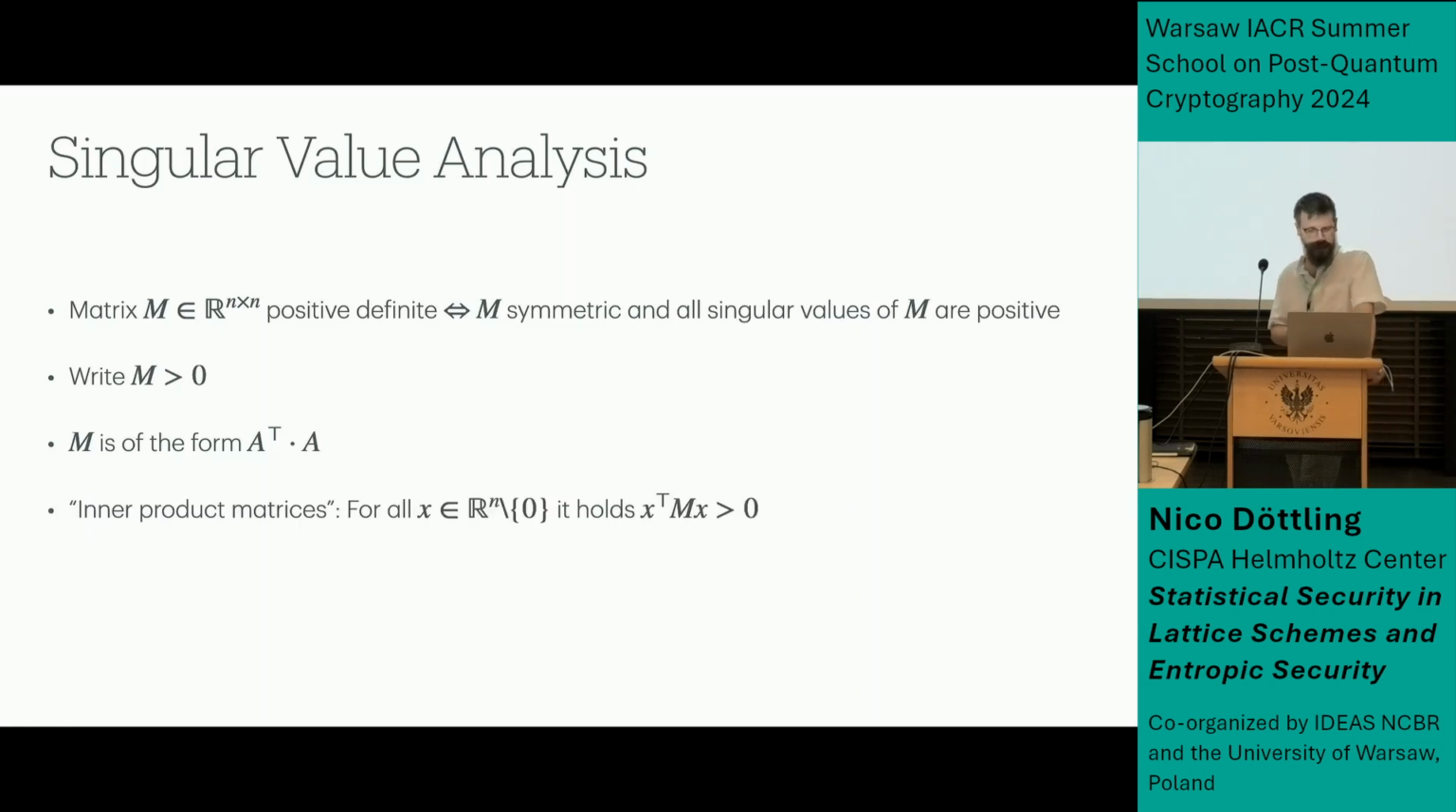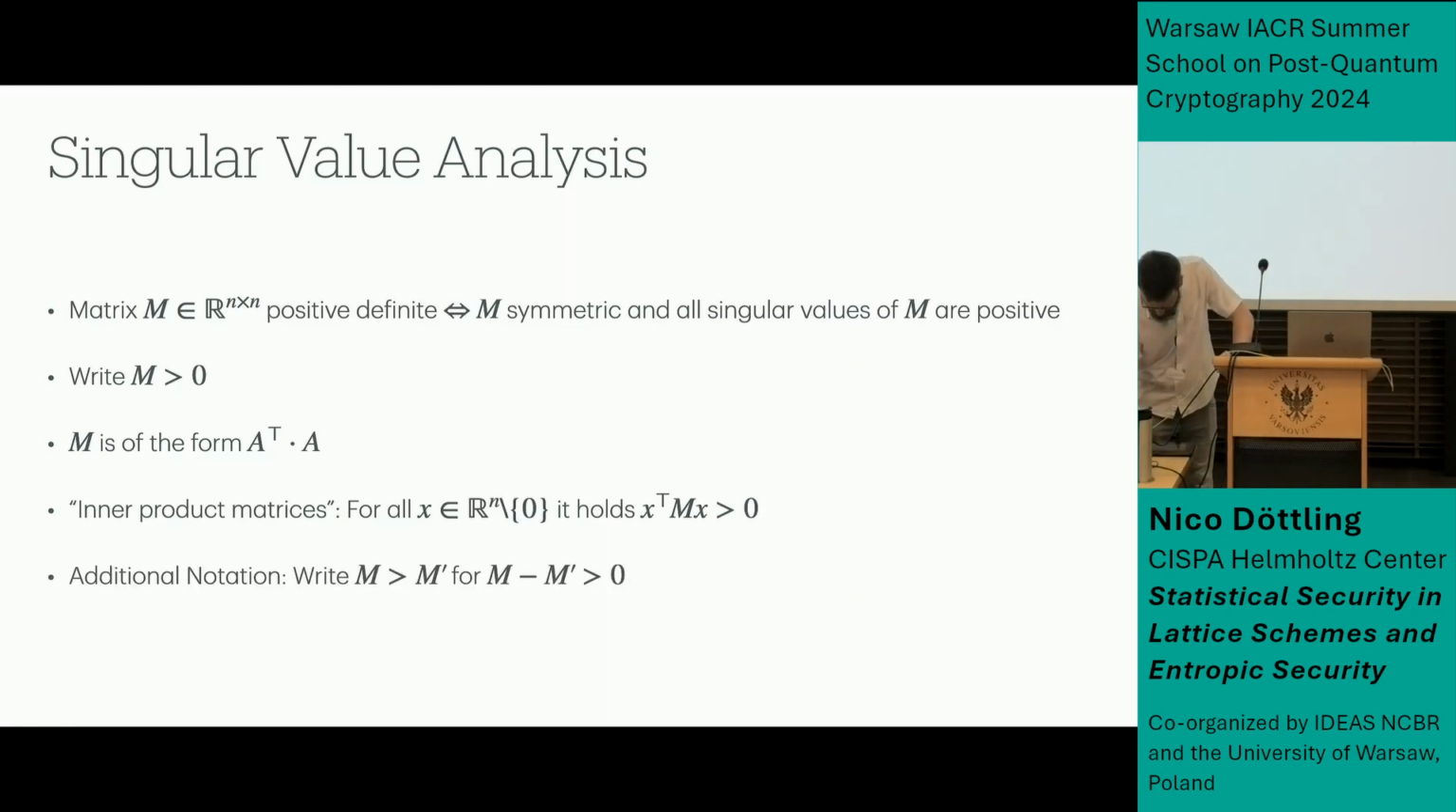Alternatively, these positive symmetric matrices are like inner product matrices, right? This definition is equivalent to requiring that for all non-zero vectors x, x transpose times M times x is greater than 0, right? How can you see that this holds?